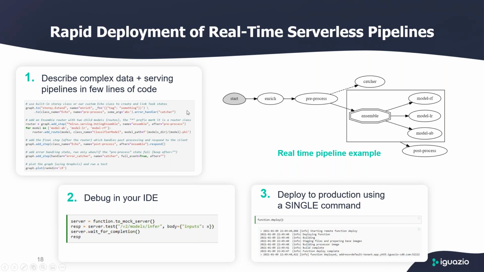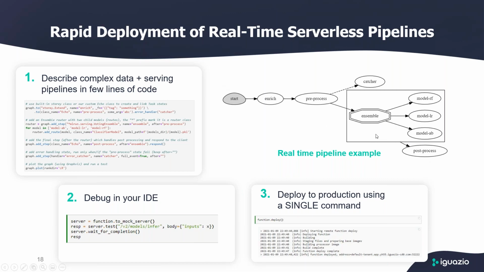And we can build complex real-time pipelines that span the data engineering part along with the machine learning part. So we can build a single pipeline, as you can see here, that starts from an event. The event could be a Kafka stream, an HTTP endpoint, a batch job, and so on. Run some enrichment, some pre-processing, some exception handling, go into a model ensemble that has multiple models that will be used for creating the result, and then some post-processing.